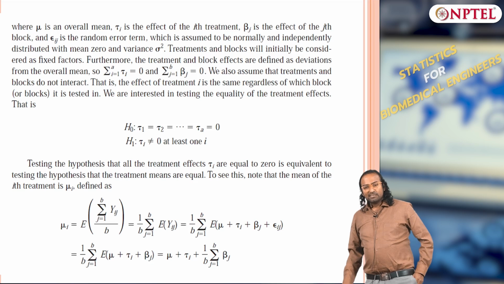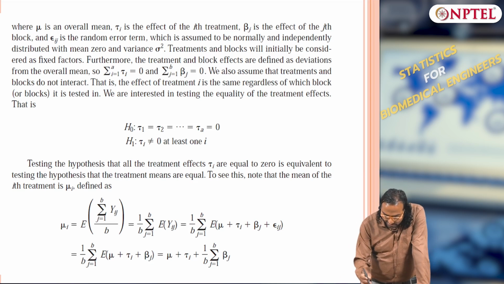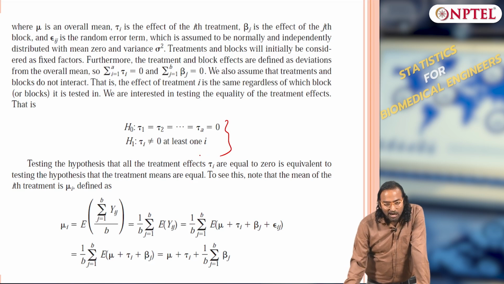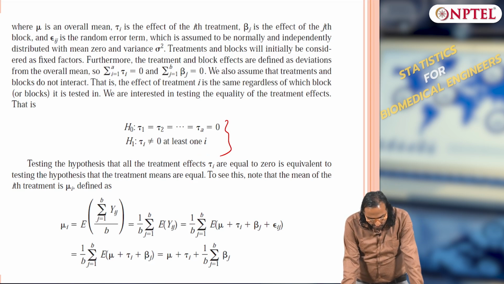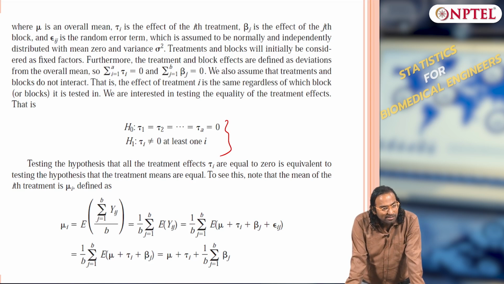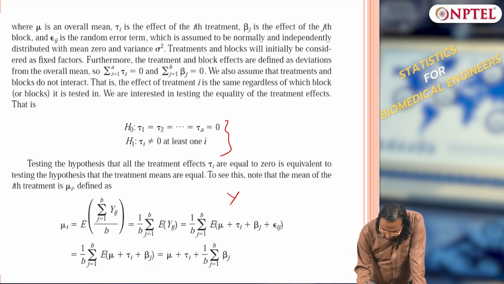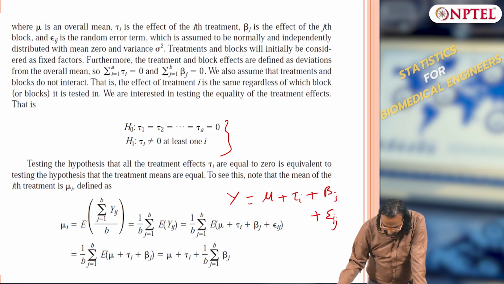So as I said again, the null hypothesis is the same, this is all a fixed effects model. The alternate hypothesis is that at least one tau i is not equal to 0, and the model we are going to have is mu plus tau i plus beta j. Remember, our ANOVA model is the same, now we have added a term. So y is a combination of mu plus tau i plus beta j plus noise epsilon ij.